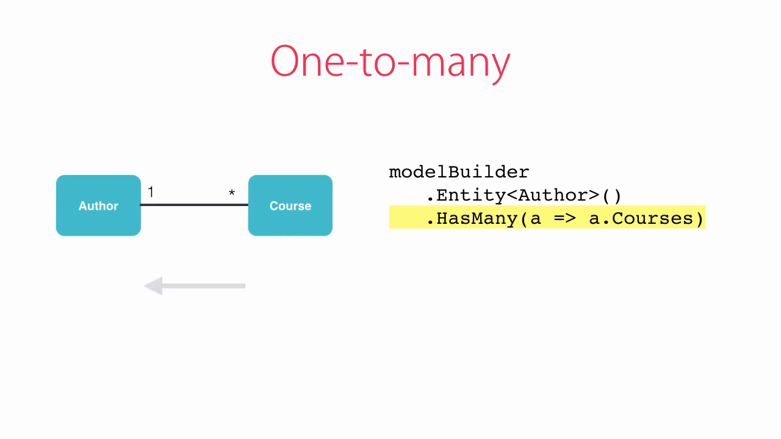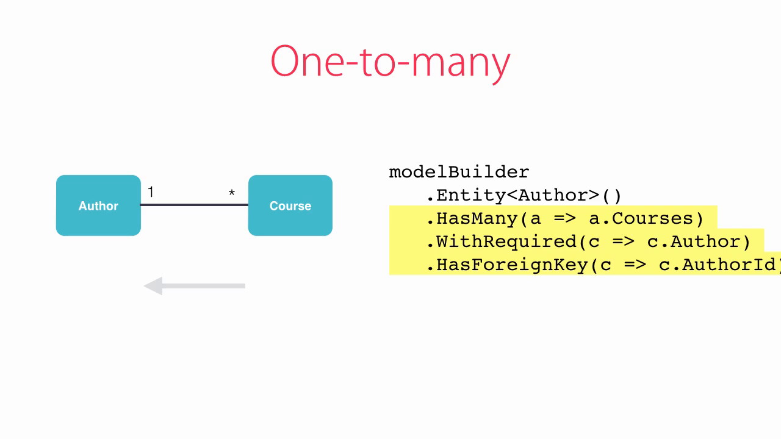Now we need the reverse direction. So we start from course going towards author. A course has only one author, so we call the withRequired method. And again, we supply a lambda expression that specifies the target property. So c.Author represents the Author property in the course class that is a navigation property to the end of the relationship. Now we can optionally specify the name of the foreign key.